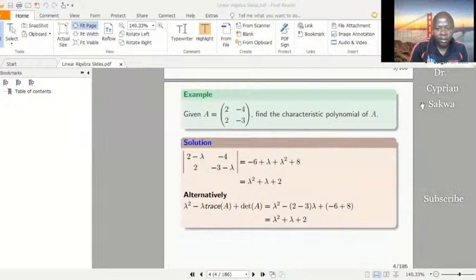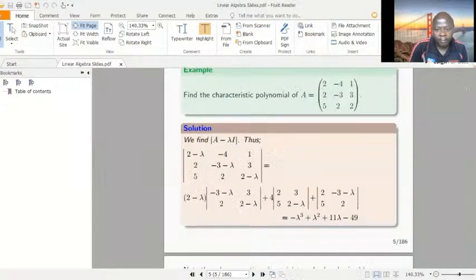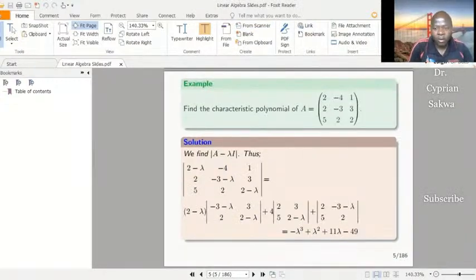Let's look at another example. So the example is here. Find the characteristic polynomial for this matrix. It is the same. We do it the same way: we take matrix A minus lambda I and get the determinant. Or you can also take lambda I minus A and get the determinant. So whichever way you want to use, it will still give you the same result. It's simply the characteristic polynomial.